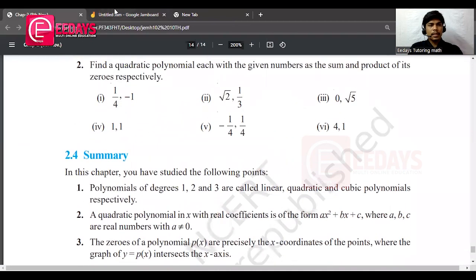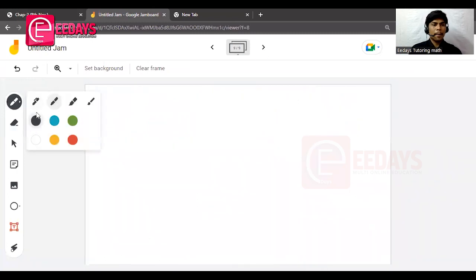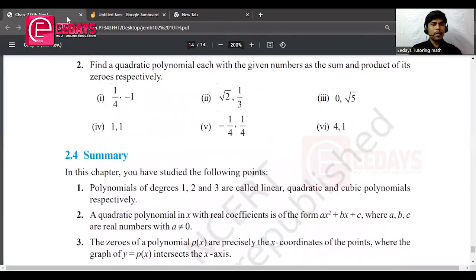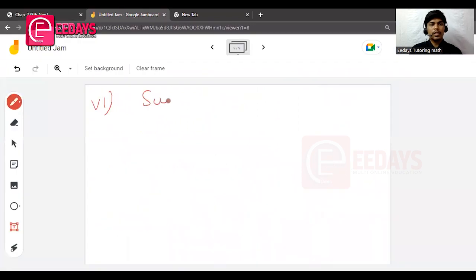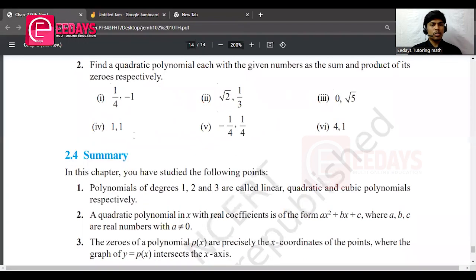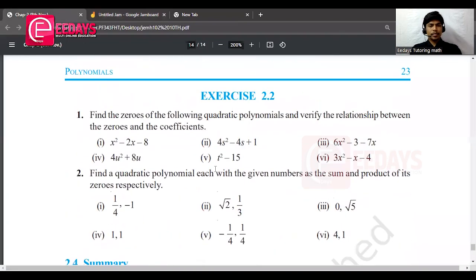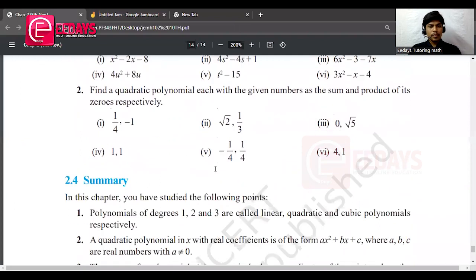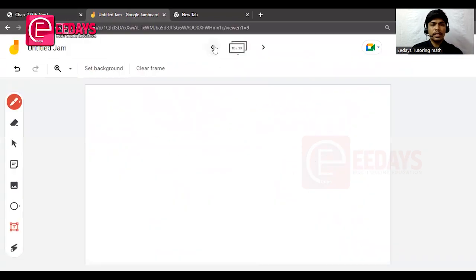Let's do the last sum, the sixth one. The sum of zeros, that is alpha plus beta, is given as 4, and the product of zeros, that is alpha into beta, is given as 1. Before solving this sum, I'll give you one question to try to answer. First, let's complete this question.